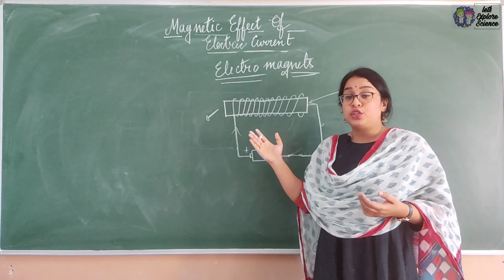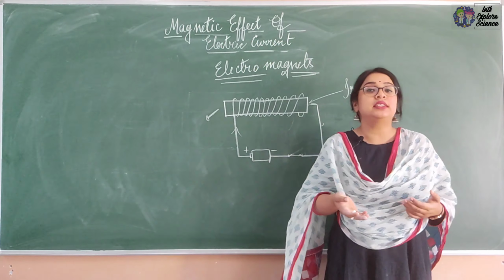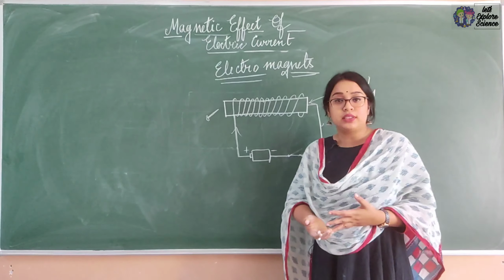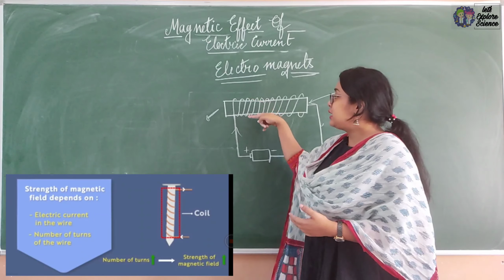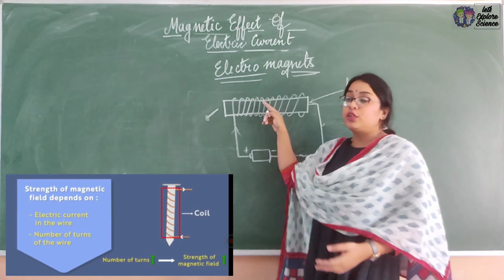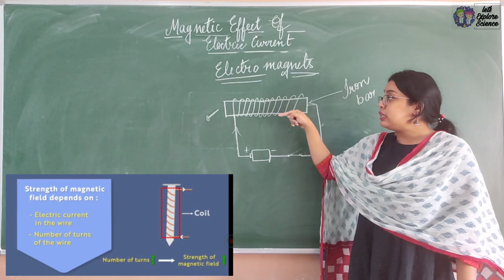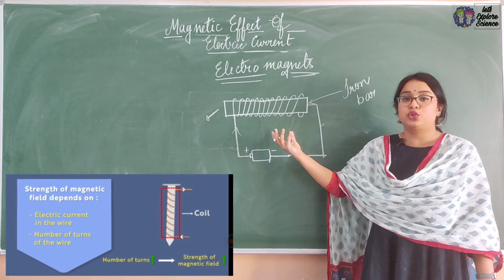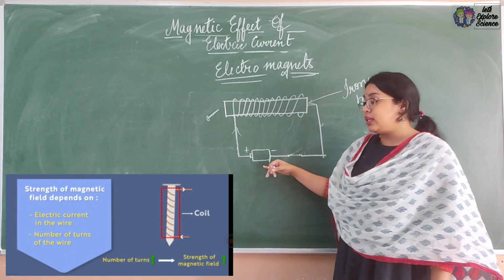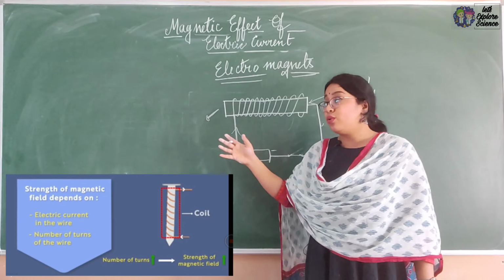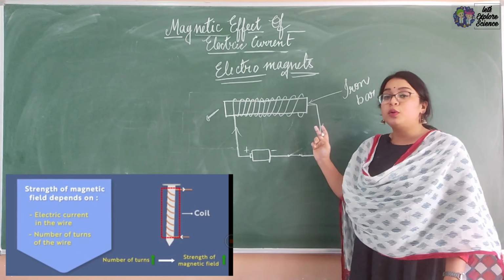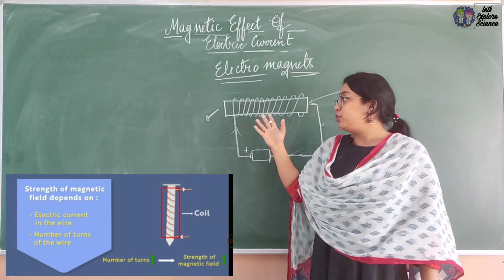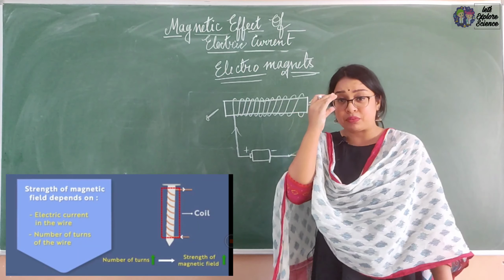Another advantage is we can increase and decrease the strength. How can we increase the strength? One, if we increase the number of turns of the insulated copper wire. If we increase the number of turns, then the magnetic strength of the electromagnet will increase, and even if we increase the amount of current flowing through the conductor, then also the strength of the magnet will increase.